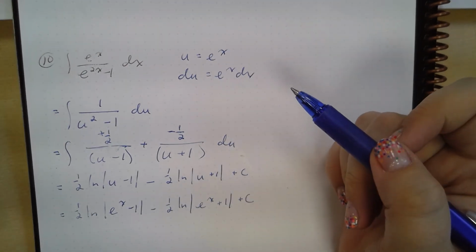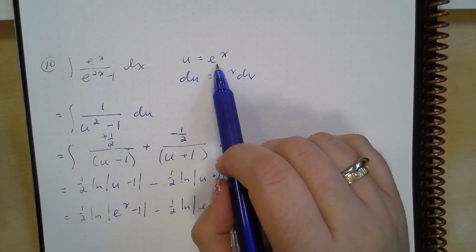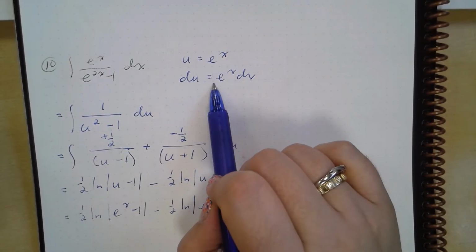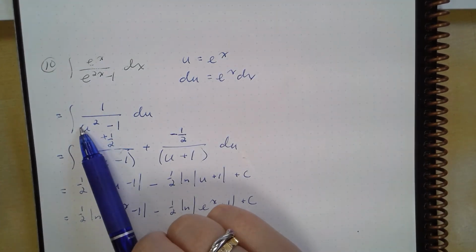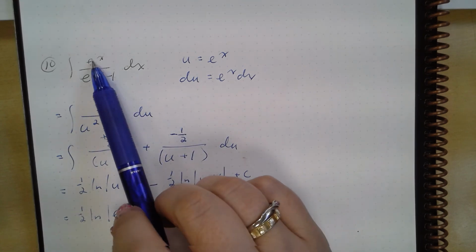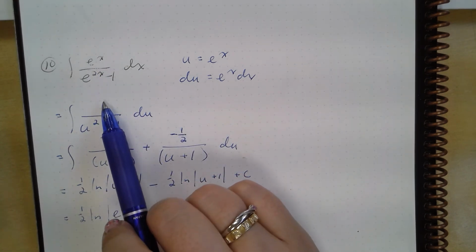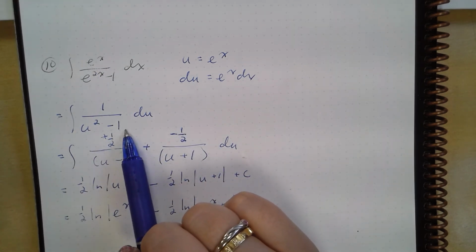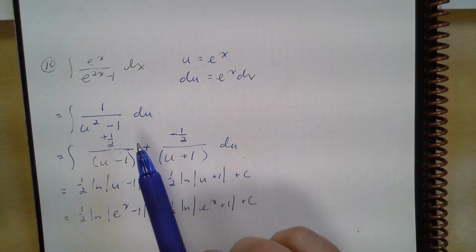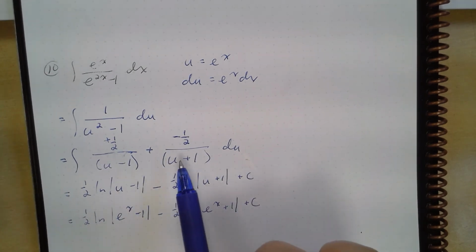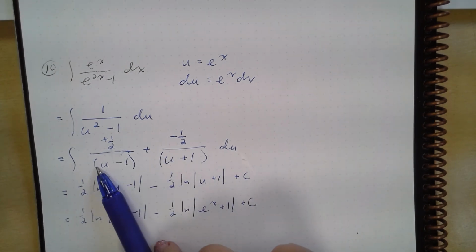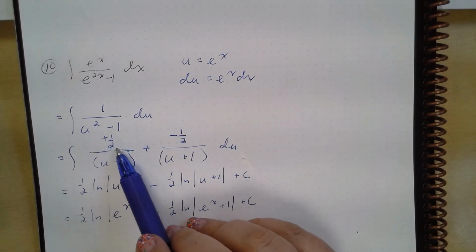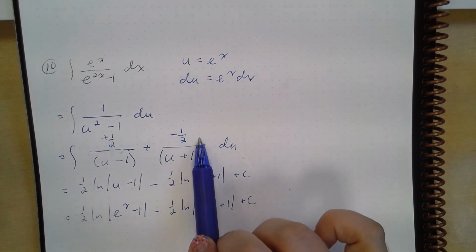Number 10, we're going to set u equal to e to the x and du equal to e to the x dx. Now, how is that going to work? Well, I can rewrite this. If I divide here, I'll cancel out that numerator. I'll have 1 over u squared minus 1. Right? Now I can factor that as u minus 1 times u plus 1. I'm going to use my Heaviside function, and I'll get positive 1/2 and negative 1/2 here.